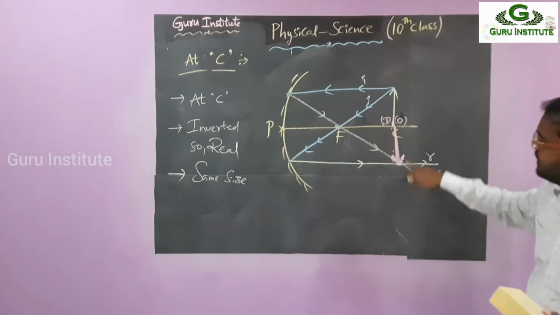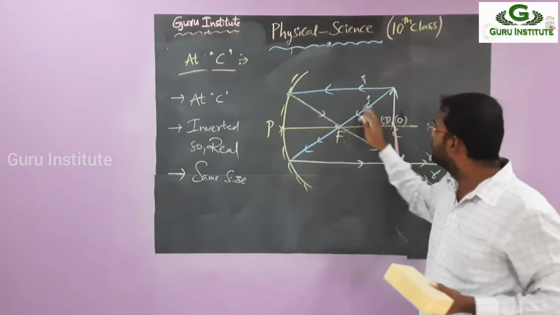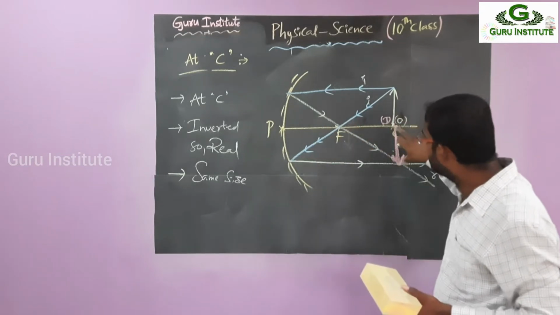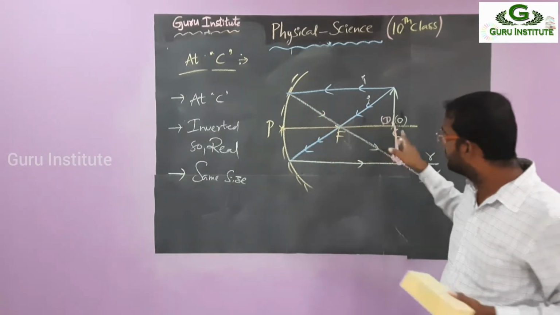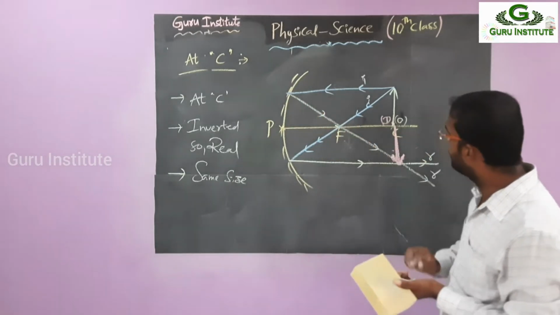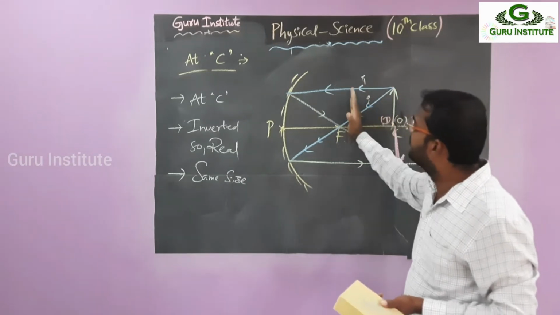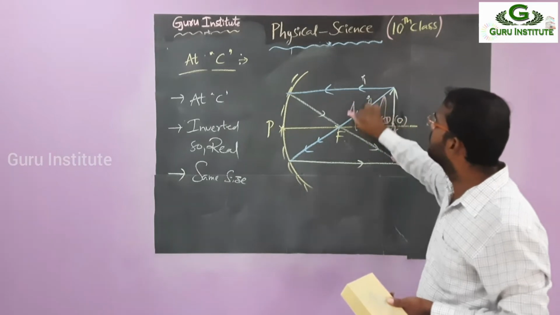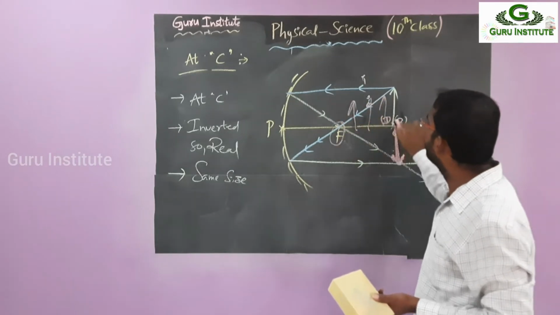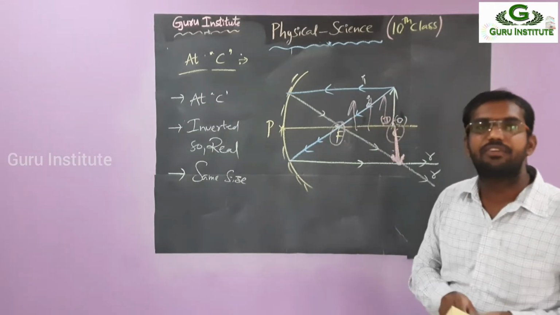Parallel to principal axis, that meets here, that is joining here. So simply from this we can conclude that the object is at C, the image is also formed at C. It is the inverted one, same size. Then what happened after this? After C, it is moved to between F and C. Wherever you can place here, in between F and C, you can take anywhere that comes under the case F and C.